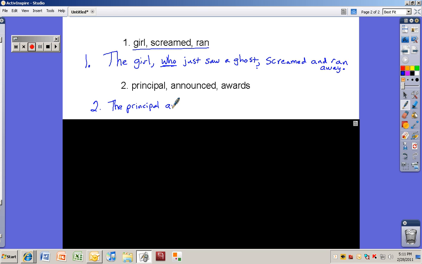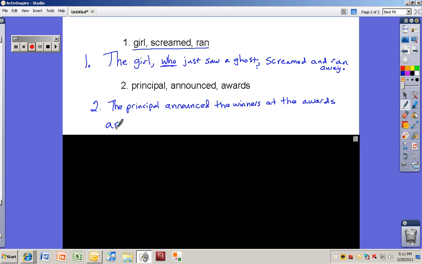And it always helps to think of what you're going to write before you start writing it. Announced the winners at the awards assembly, which occurred at the end of the, gotta fit that word in there too, trimester, period. Okay, we do need to underline the word which.